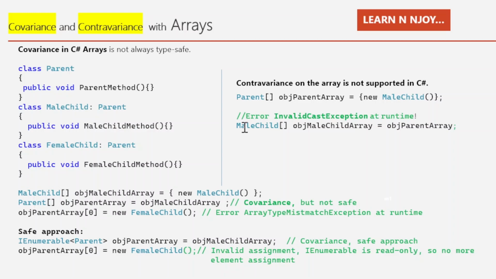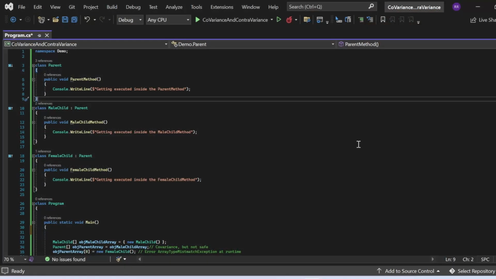Coming to the contravariance, contravariance on arrays is not supported in C#. If you write something like this, Parent[] objParentArray = new MaleChild[], and when we try to assign the parent array object to the male child array, we end up getting an invalid cast exception at runtime. So C# does not support contravariance on arrays. Clear?